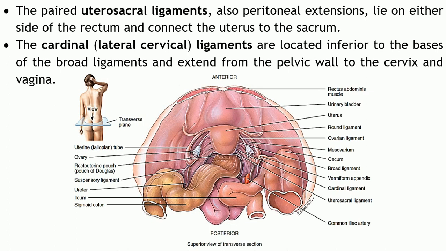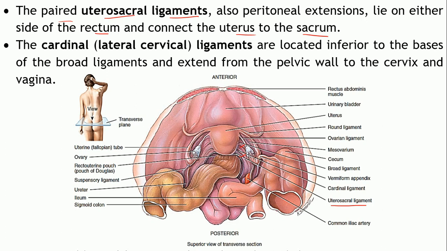Next one is the paired uterosacral ligaments. As you can see, broad ligaments can also be seen over here, and these are the uterosacral ligaments. As the name implies, these are peritoneal extensions which lie on either side of the rectum and connect the uterus to the sacrum, that is towards the posterior side. As you can see, these extend posteriorly, attaching it to the sacrum.